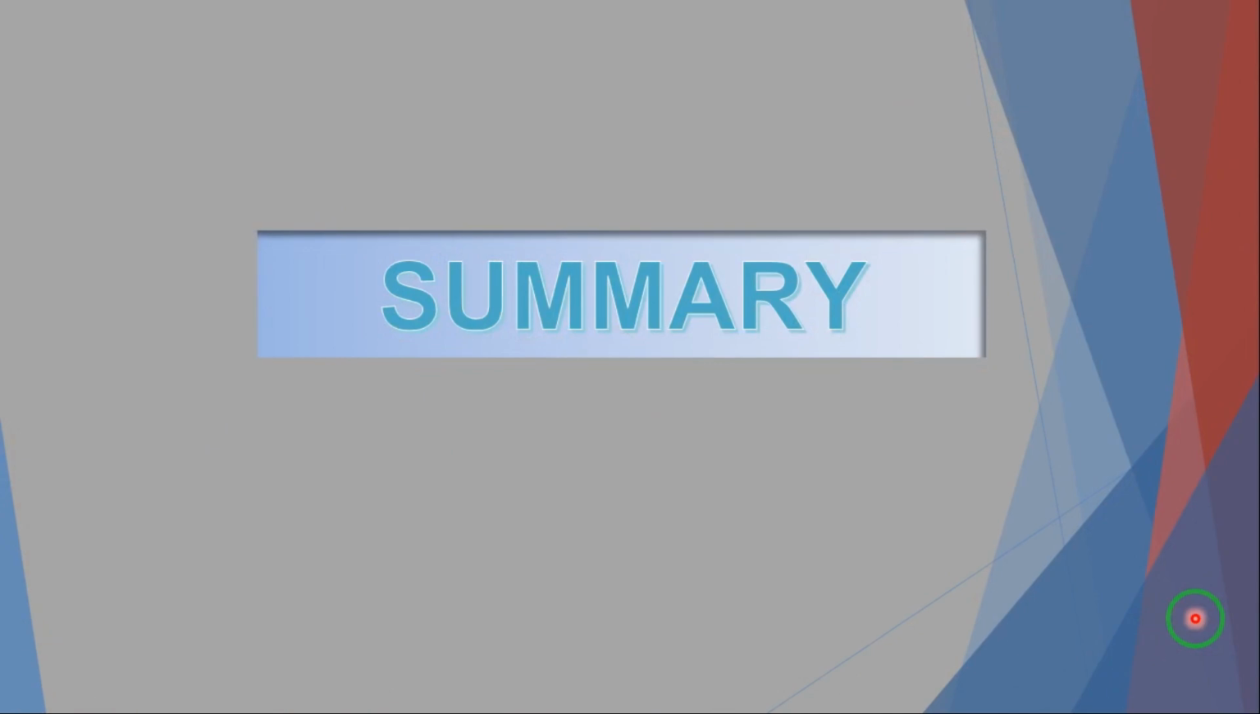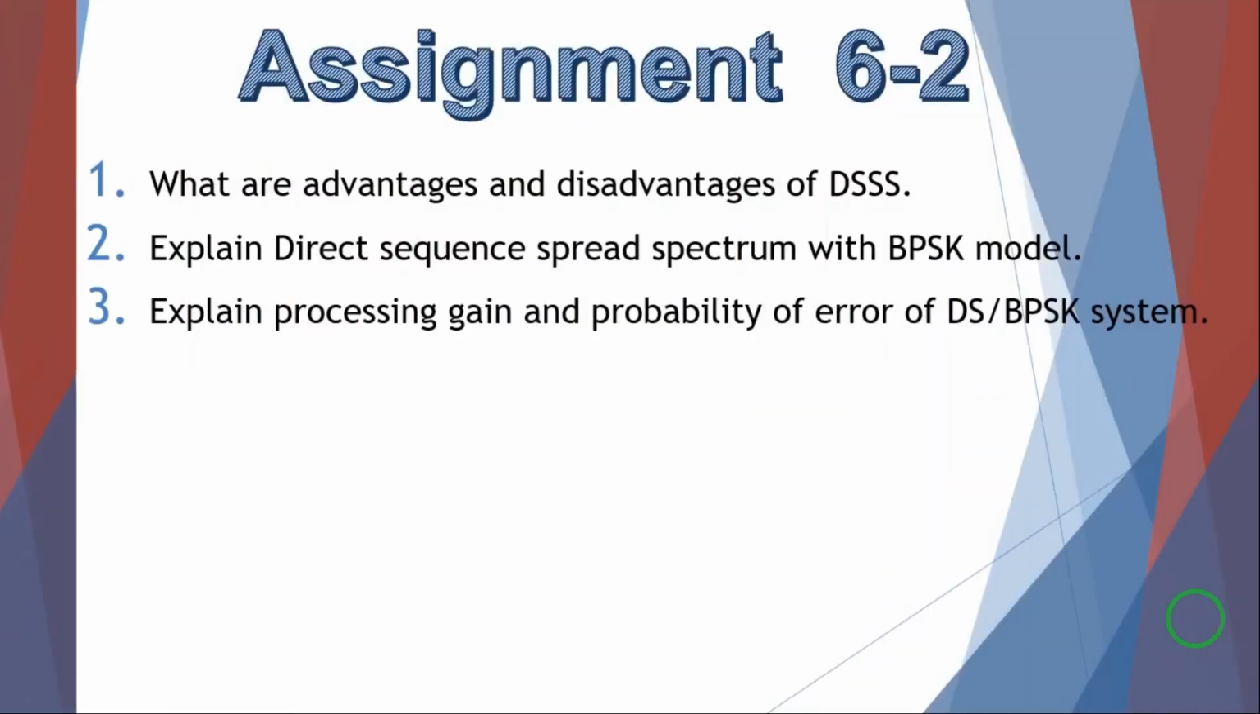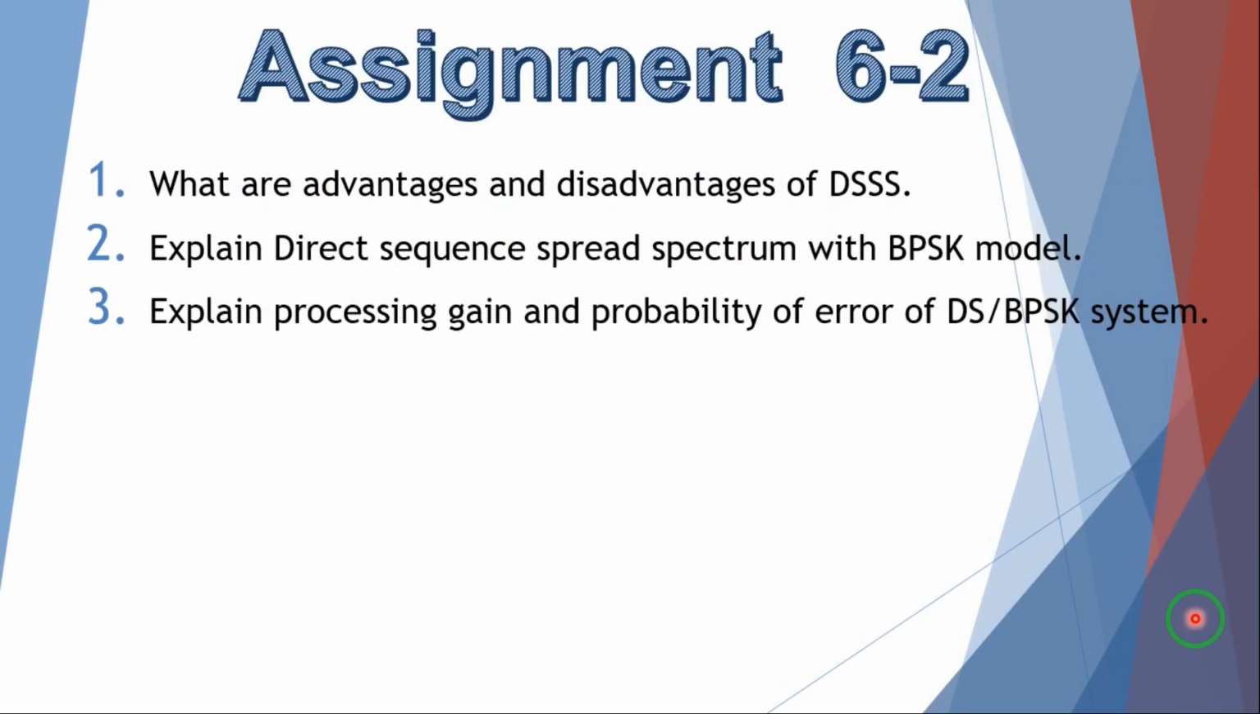So students, today we have discussed the direct sequence spread spectrum with coherent BPSK, its transmitter and its receiver. Then we have done the mathematical analysis of it. We have seen the waveforms for it. And then we have seen the processing gain, probability of error, and the jamming margin. So it is the next assignment that you need to solve.